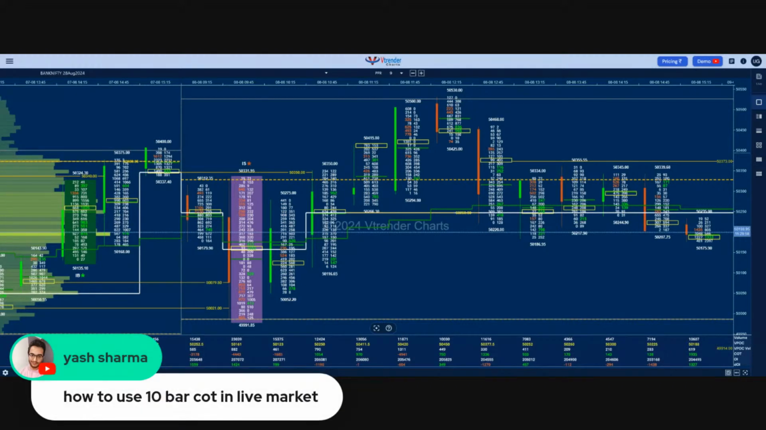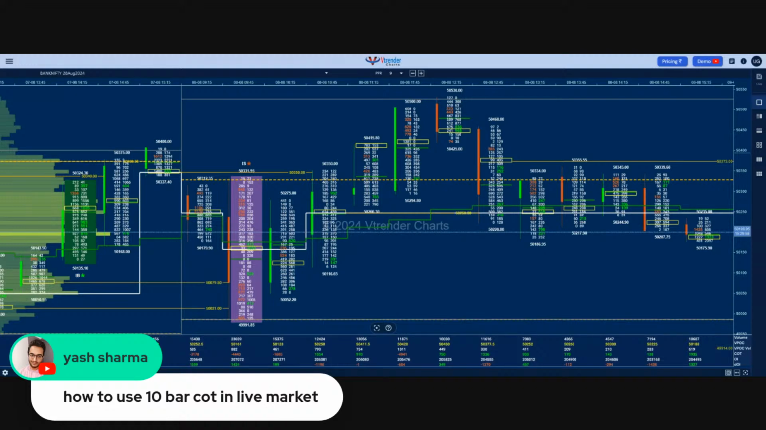Yash has a question about how to use the 10 bar cot in the live market. We use two time frames, Yash. We have the 30-minute and the 3-minute. So we look at order flow signals of both 30 minutes and 3-minute, and the 10 bar cot also of both. So in case we are looking to go long in the market, we want the 10 bar cot to be green, to be supporting that long setup.